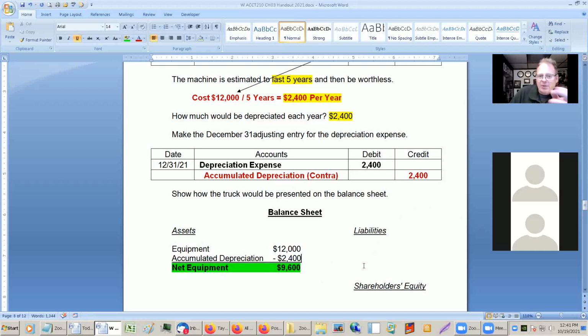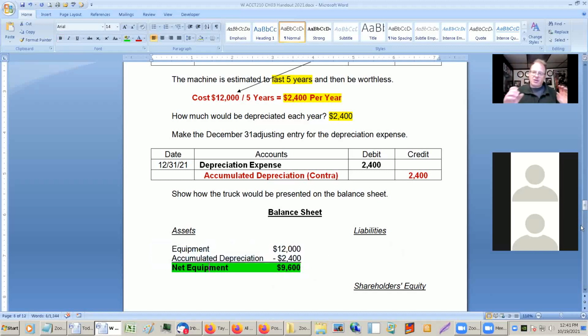By the way, when you look at a company's financial statements, a lot of times they won't even show these first two. They'll just show net equipment. They don't want to confuse a reader thinking, oh, do we have 12,000 of equipment? No, not really. You have maybe 600 left of the equipment. So they won't even show these two sometimes. It depends on the company, but they'll just show the net equipment.